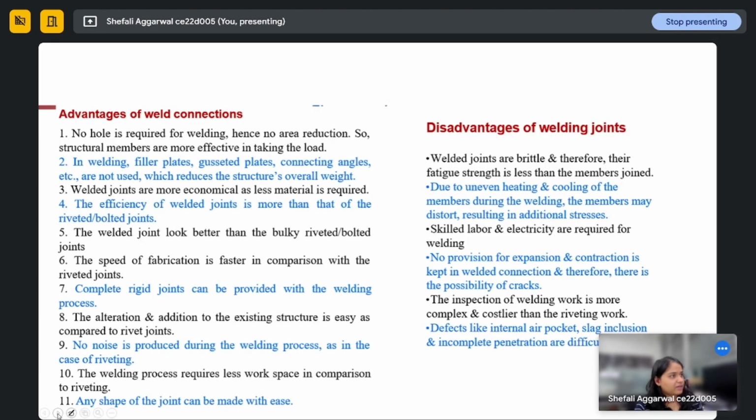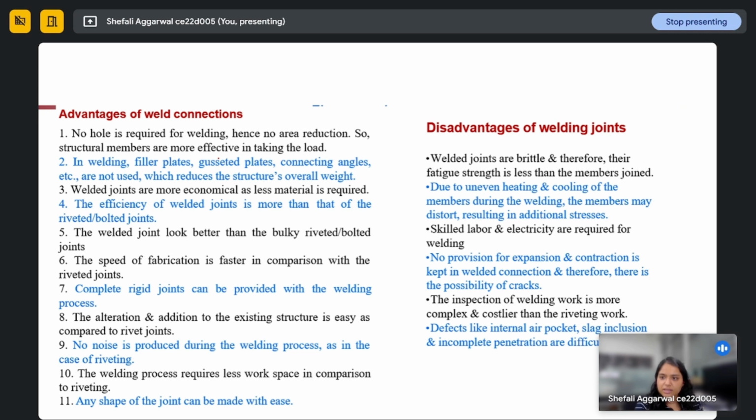These are a few advantages and disadvantages of a weld connection. For bolt connections and rivet connections, we have already seen advantages and disadvantages in the previous session. So here we will go for the weld connection advantages. Mostly we don't need any hole, so there is no area reduction. There is no chance of failure in shear, bearing, and tension because of holes. So it's more effective in taking the loads.